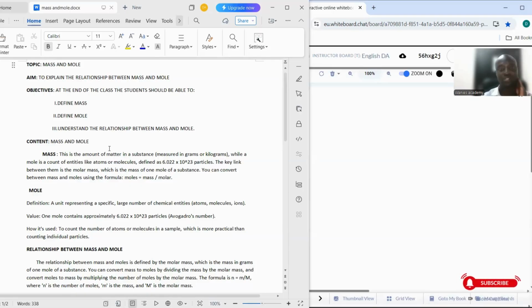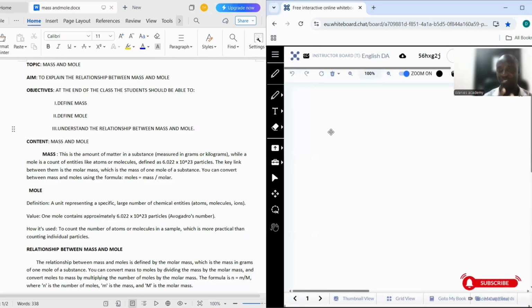The first subtopic we'll be looking at is mass. Now, when we say mass, what are we referring to? The mass of a substance in chemistry can be defined as the amount or the quantity of matter present in a given sample of that substance. In other words, mass can be defined as the quantity of matter in a body. The SI unit for measurement of mass is kilogram.